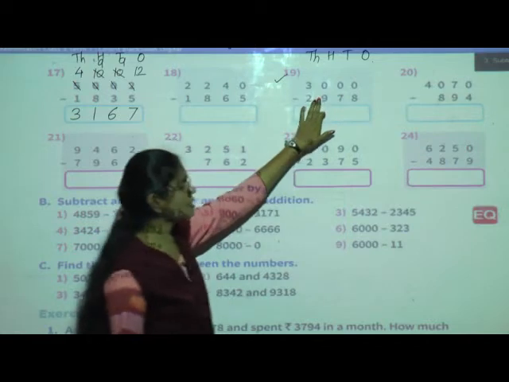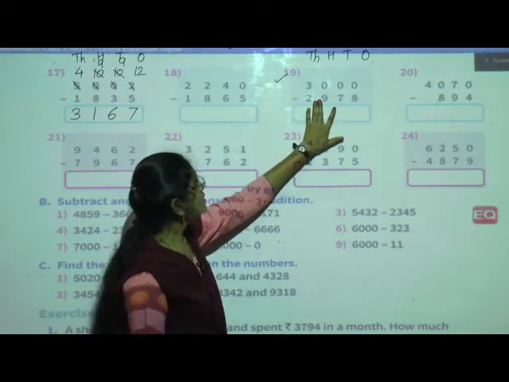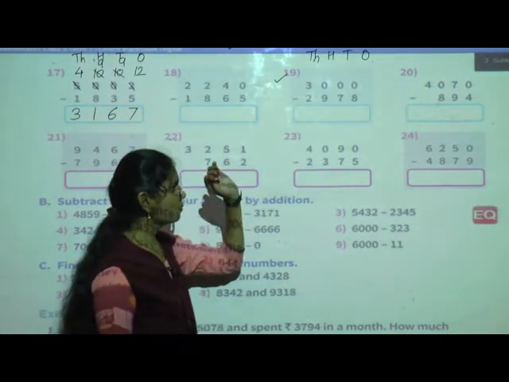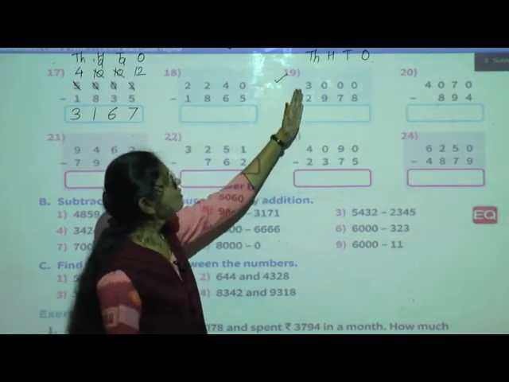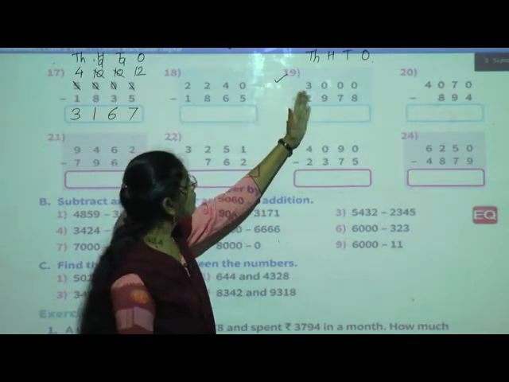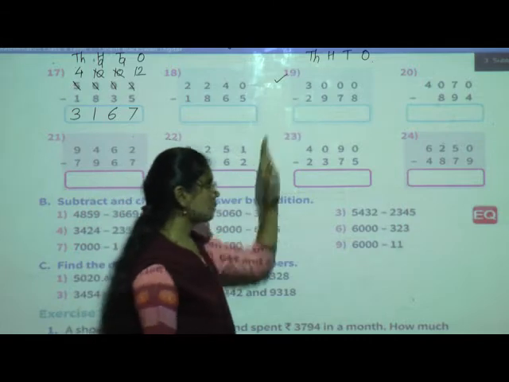Who is the neighbor of tens? Hundreds is the neighbor of tens. See, the hundreds place is also having 0. Then again we will go to the next neighbor. Who is the neighbor of hundreds? Thousands place is the neighbor of hundreds.